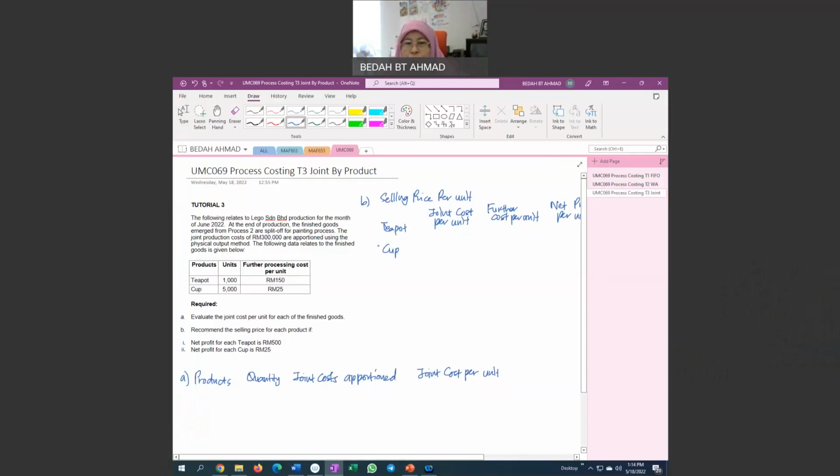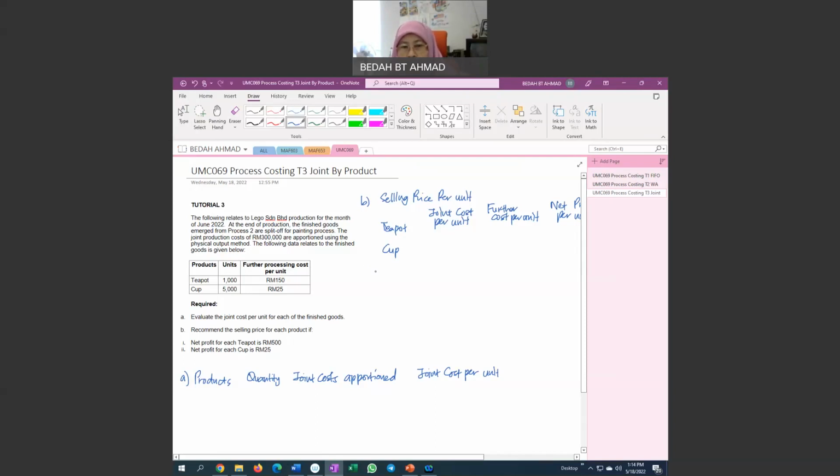Refer to the tutorial 3 questions, Legos number hut. The following relates to Legos number hut production for the month of June 2022. At the end of the production, the finished goods emerge from process 2 and are split off for a painting process. The joint production cost of 300,000 ringgit is apportioned using the physical output method. The following data relates to the finished goods.